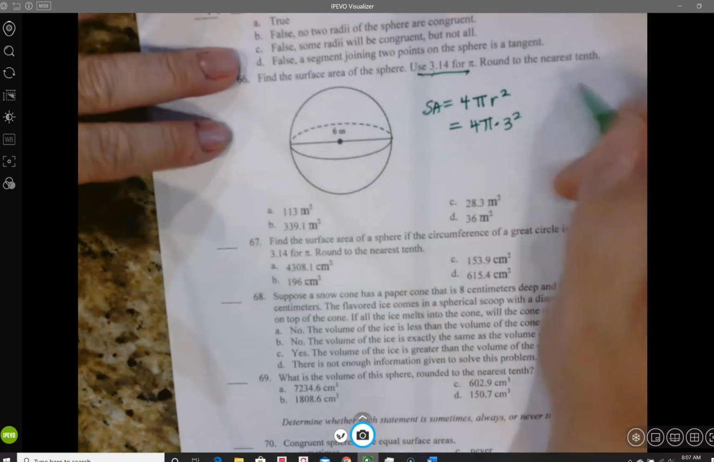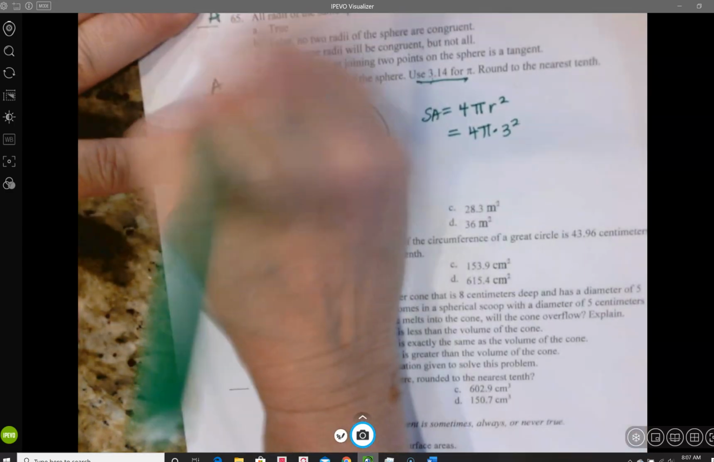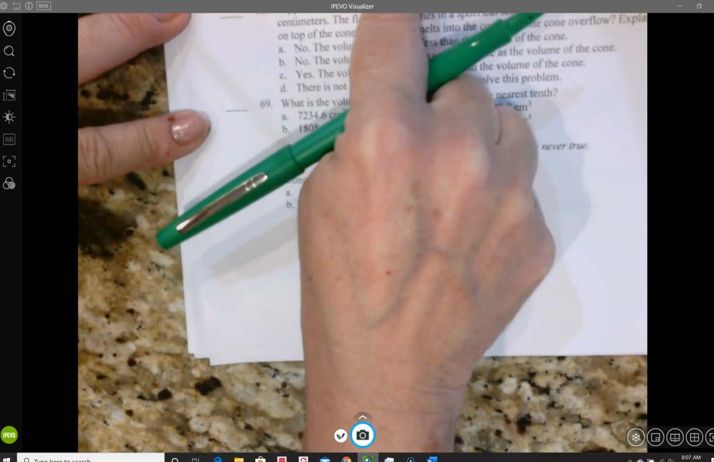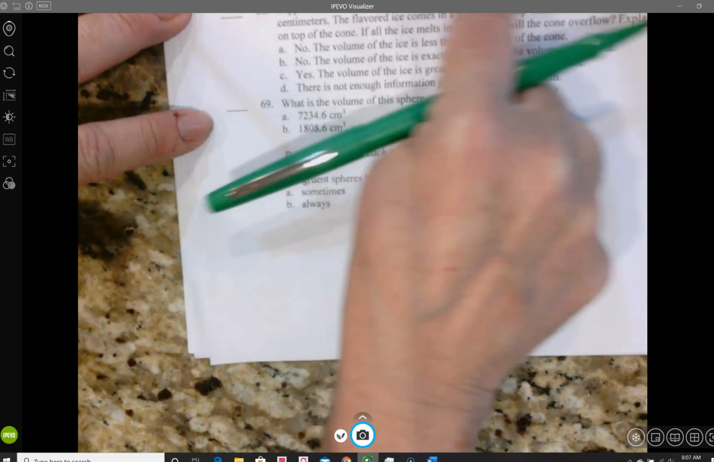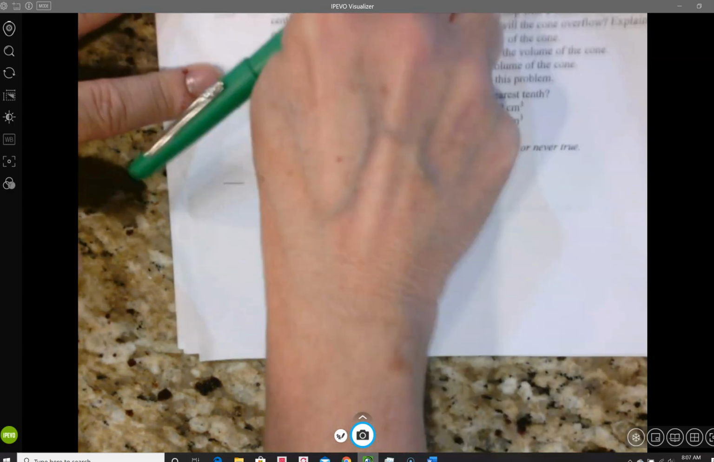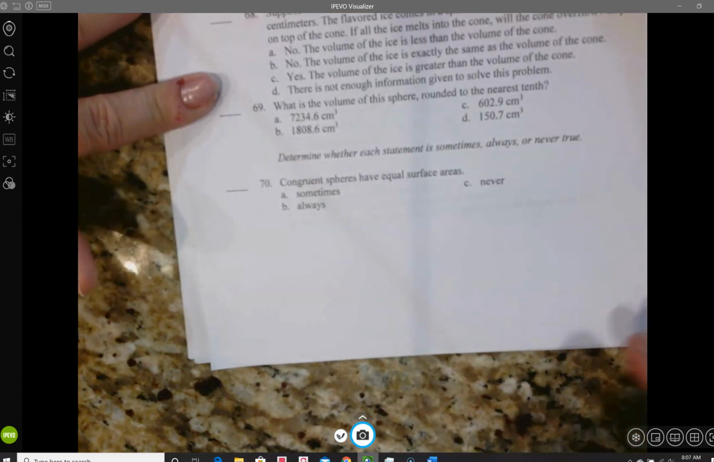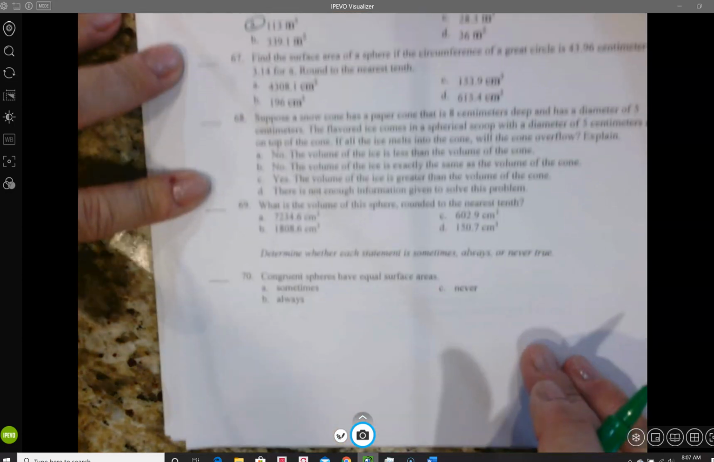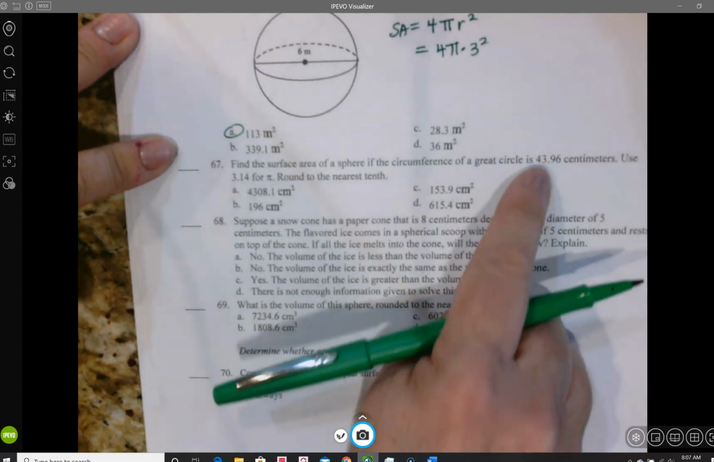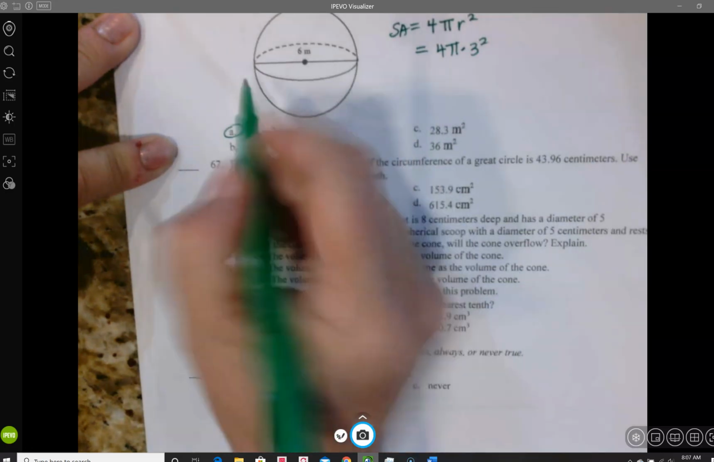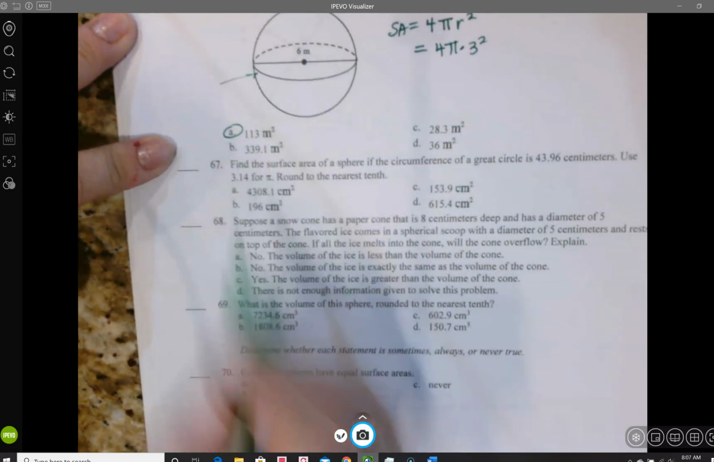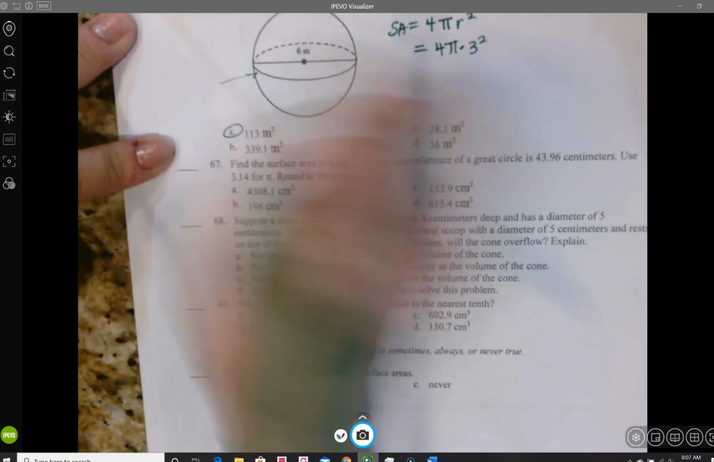So that's 113.04. So that's going to be choice A. Number 67, surface area of a sphere if the circumference of a great circle is 43.96. So I'm going to use this previous picture to do my labeling, so you can see where these things come from. So the circumference of a great circle, that would be this circle here, is 43.96.